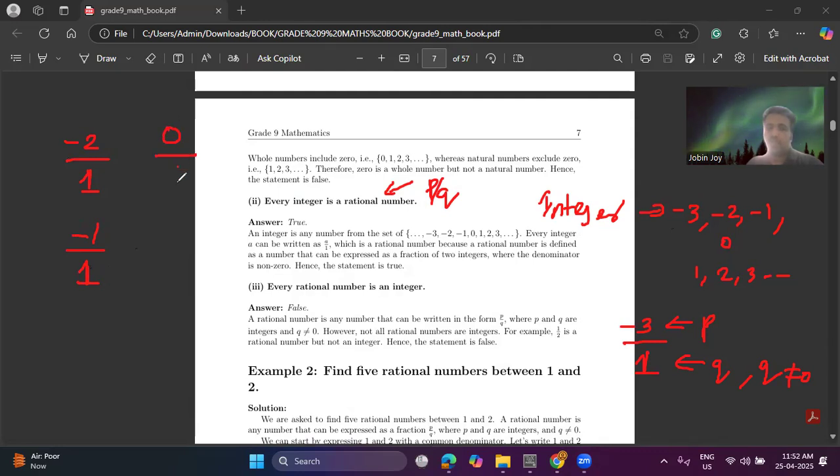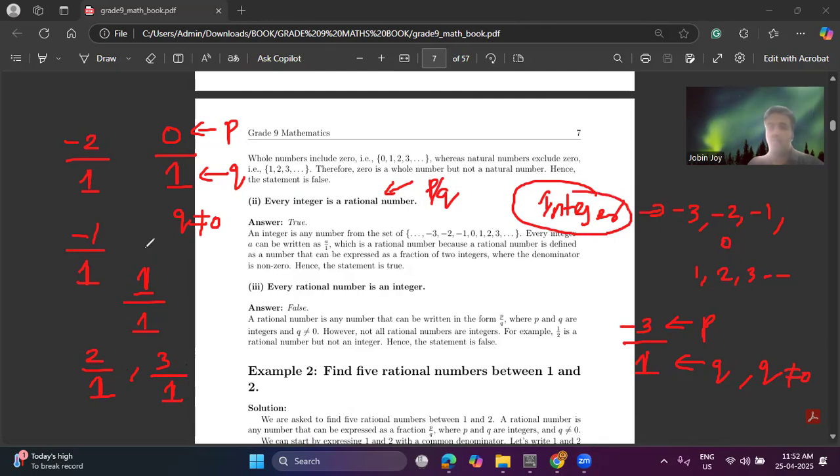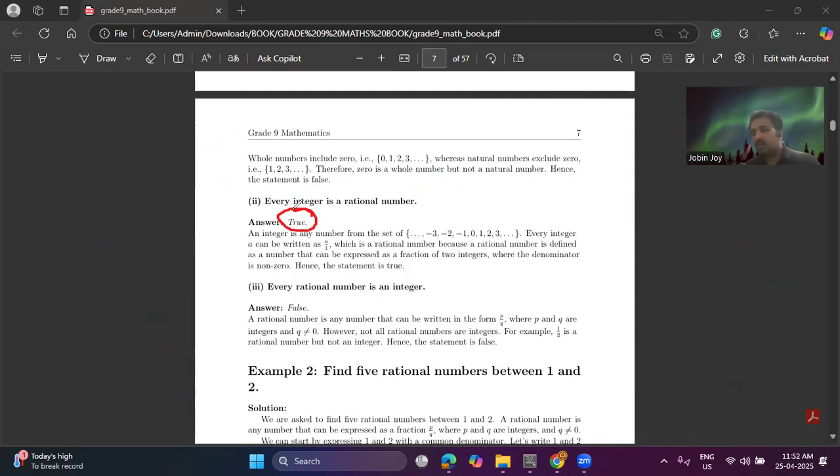So 0, I can write 0 divided by 1. The value of P is 0, the value of Q is 1, and Q not equal to 0. So 0 is a rational number. Again, 1 I can write as 1 by 1, so 1 is a rational number. 2, I can write as 2 by 1, so 2 is a rational number. 3 I can write as 3 by 1. So that means every integer is a rational number. This statement is true.